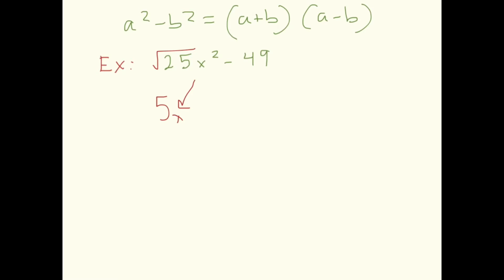Now we want to put the parentheses around it, and we can't forget about the exponent, so we want to bring that down too. Now we have (5x) squared minus, and now we want to find the square root of this too. So now we have (5x) squared minus 7 squared. I'm going to write that a little bit neater.